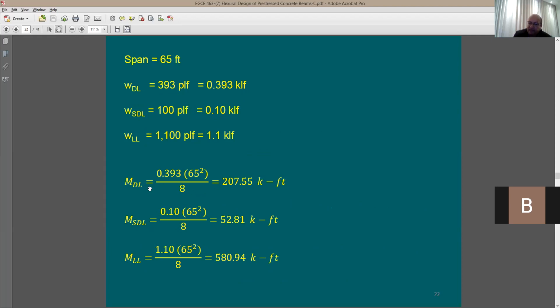It should be a simple task here to find out the moment due to dead load, moment due to superimposed dead load, moment due to live load. With this equation, w L squared divided by 8. You have here a simply supported beam. The span means the distance from a support to a support. It is not the width of the beam, right? This is the span. This gives you the distance from a support to a support. Now let's find here the cracking moment.